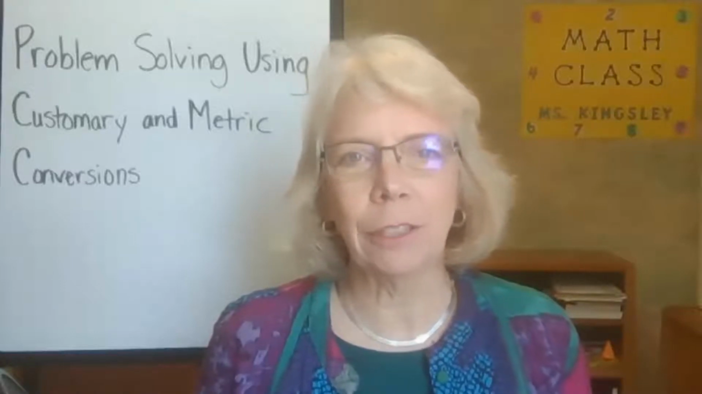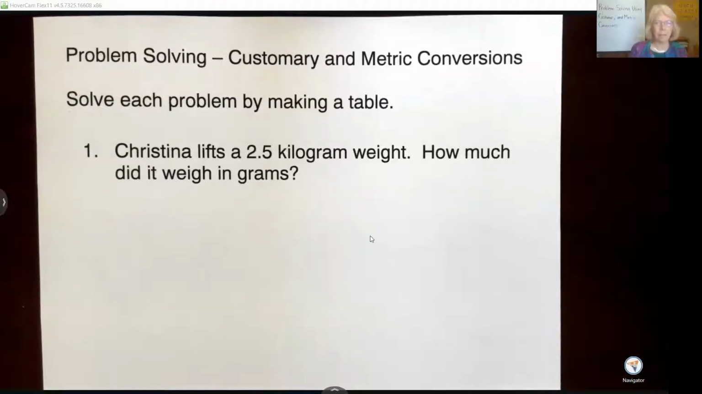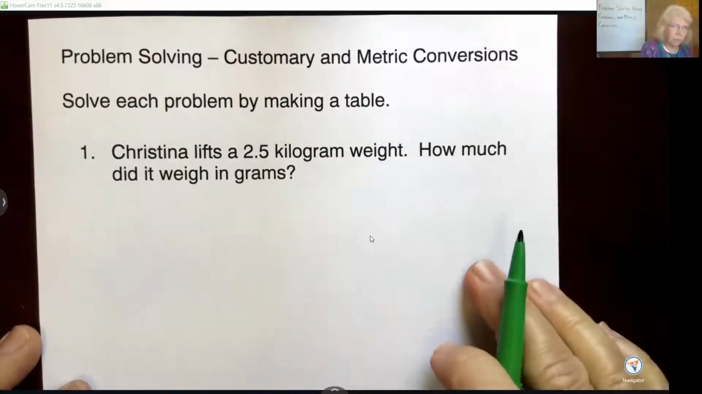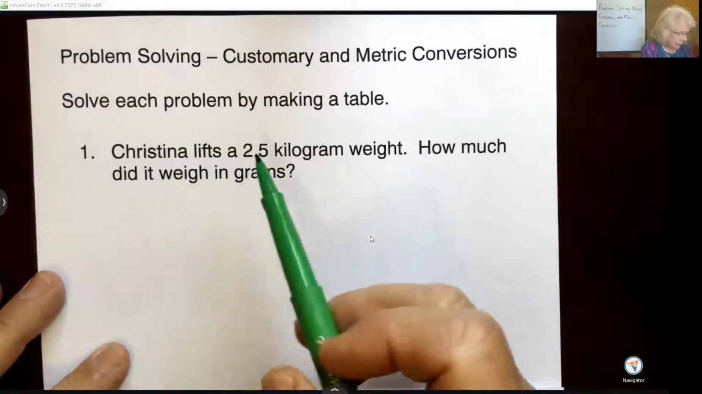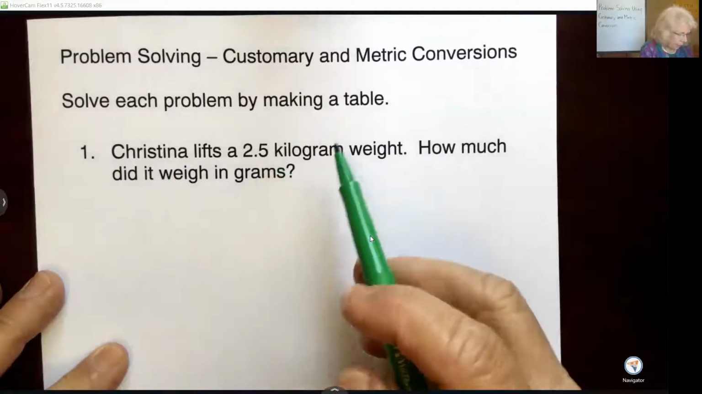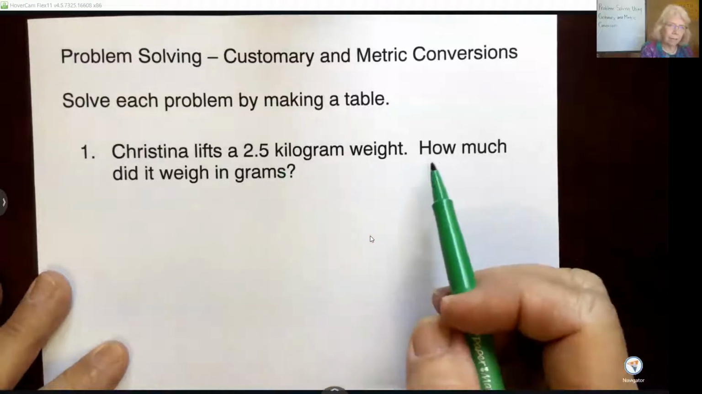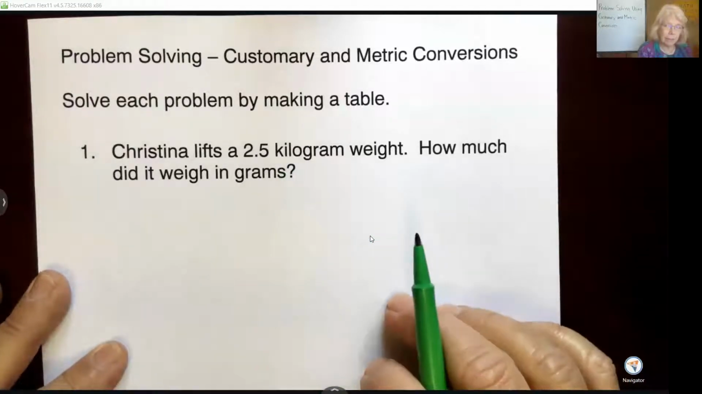Customary conversions. So we're going to look at problems and figure out how to solve these, and in this case we're going to solve each problem by making a table. So the problem states Christina lifts a 2.5 kilogram weight. How much did it weigh in grams?